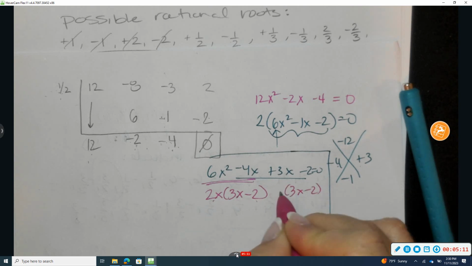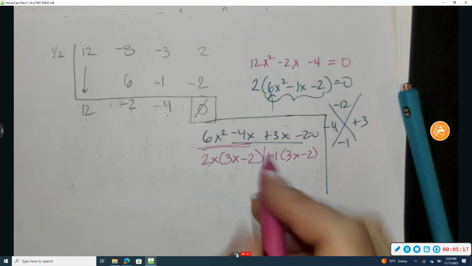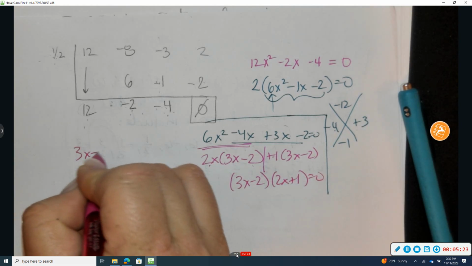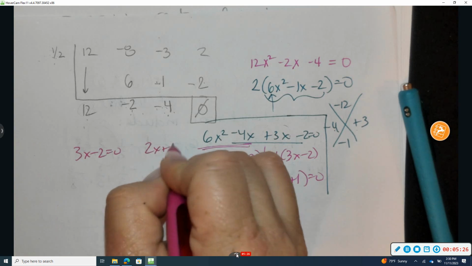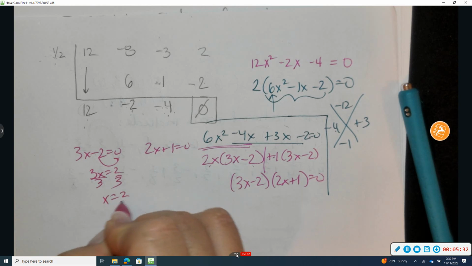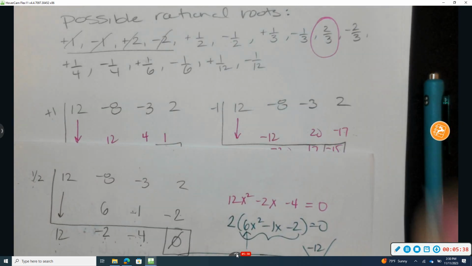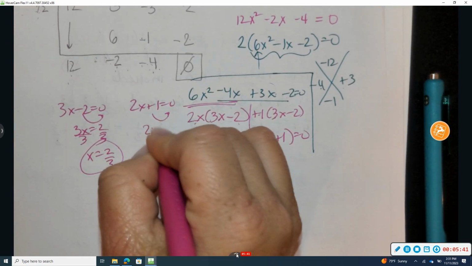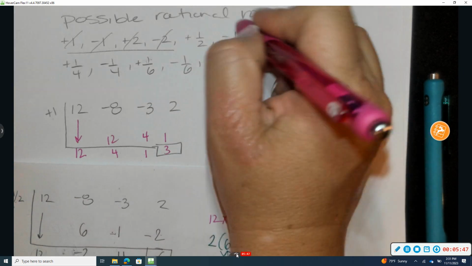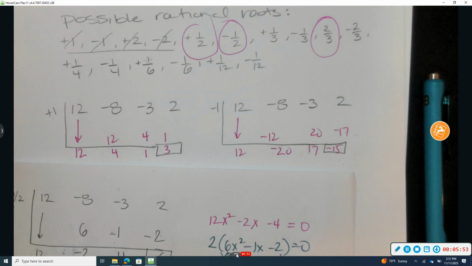And 3x minus 2. What times 3x gives us 3x? A positive 1. And if I multiply it times negative 2, I come up with the same part. So they both contain a 3x minus 2. The other is a 2x plus 1. I'm going to set each of these factors equal to 0 at this time. I'm going to solve. So I'm going to add 2 to the opposite side and then divide by 3. And I can see another one of the rational roots is a positive 2/3. I'm going to subtract 1 to the opposite side, divide by 2, and I can see that the third and final root is a negative 1/2. So I have rational roots of 1/2, negative 1/2, and positive 2/3 for problem 2.